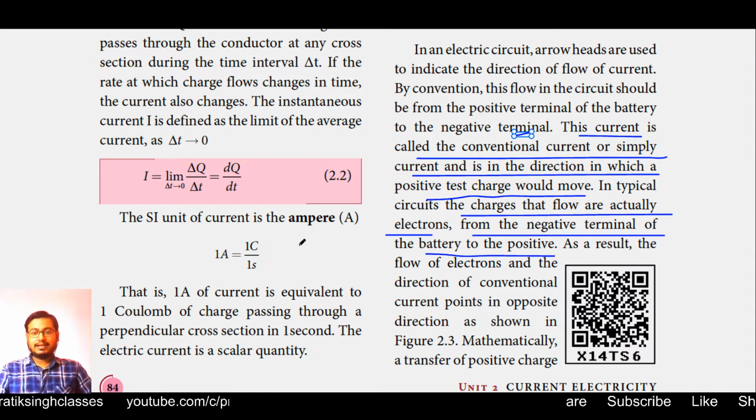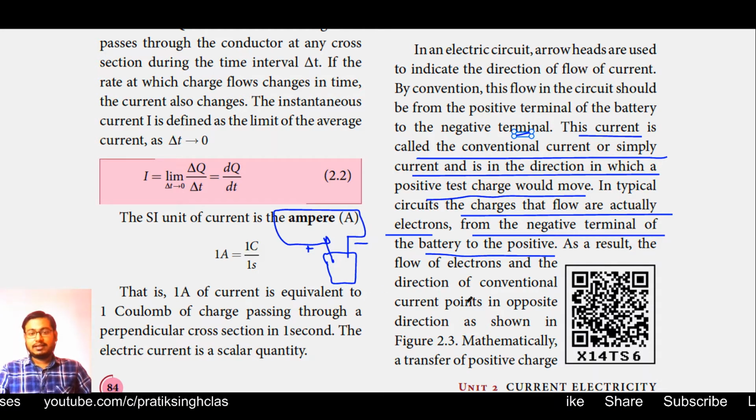In typical circuits, the charges that flow are actually electrons, from the negative terminal of the battery to the positive. Let us imagine a battery here, with a positive terminal here and a negative terminal here, connected to a conductor in this way. What really happens here is that from the negative terminal, the electrons will move outward from the battery.